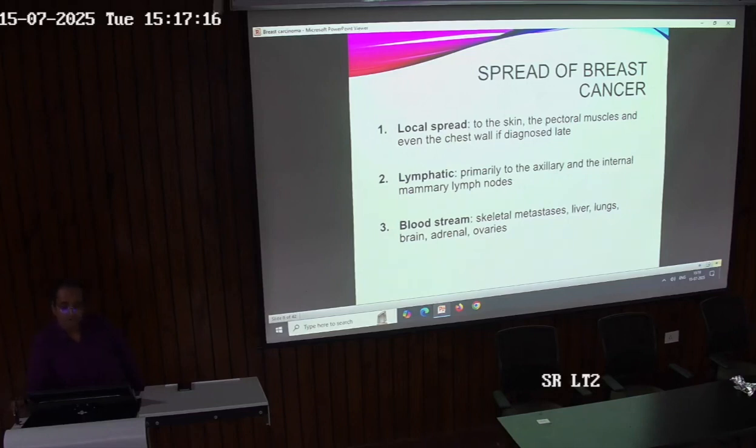Local spread is to the skin, the pectoral muscle and even the chest wall if diagnosed late. Lymphatic spread is from the primary to the axilla and the internal mammary lymph nodes. Bloodstream spread goes to skeletal metastasis, liver, lungs, brain, adrenal and ovaries.